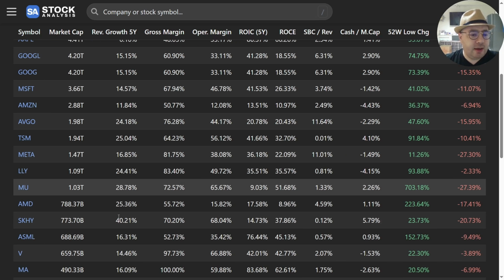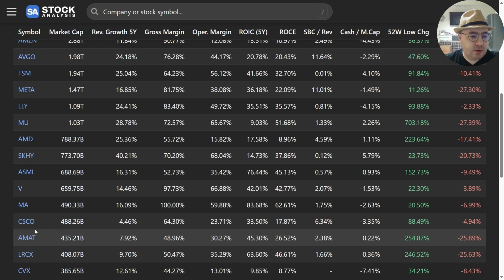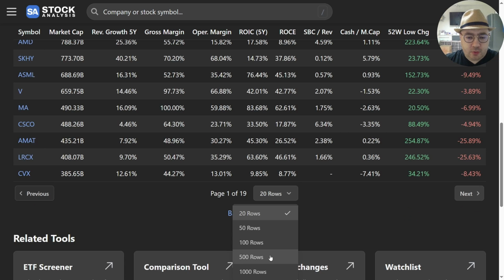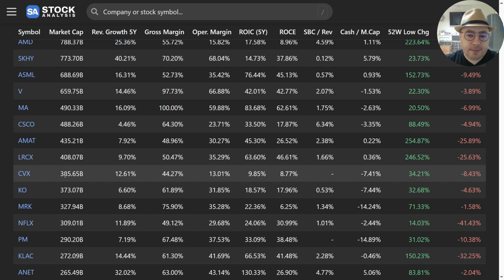But yeah, what else do we have? Let's just find something else. Cisco, Applied Materials, Lam Research. Let's put in more rows here. CVX is not part of my investable universe. It's an oil company. I don't invest in the oil industry, in the energy industry, unless it's like some very high choke point, some kind of picks and shovels type of business that sells to the oil industries.